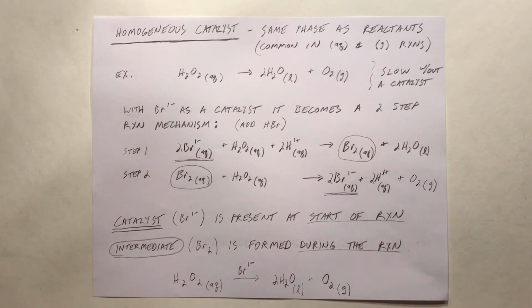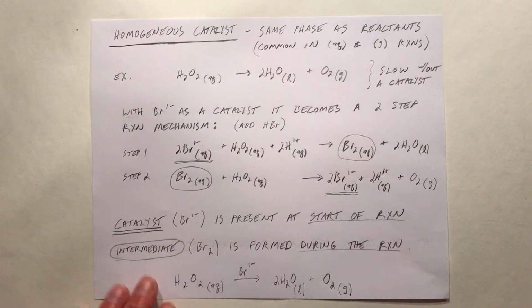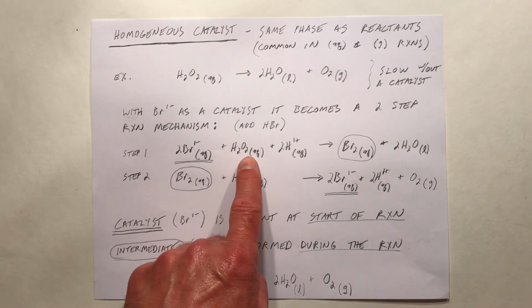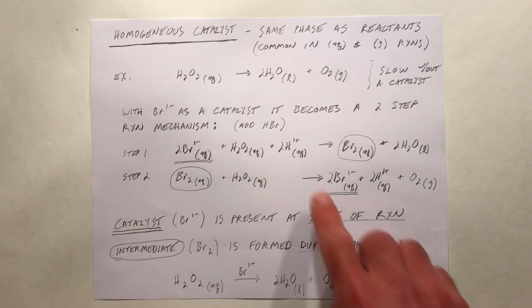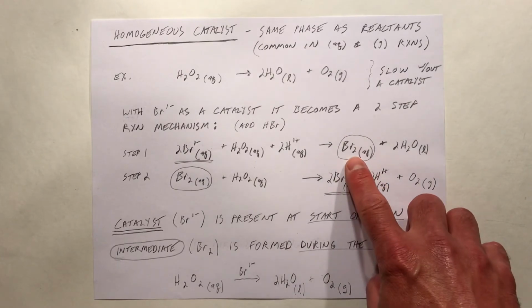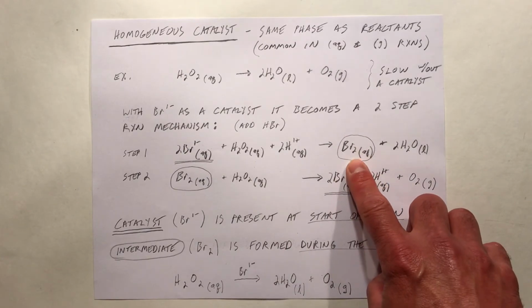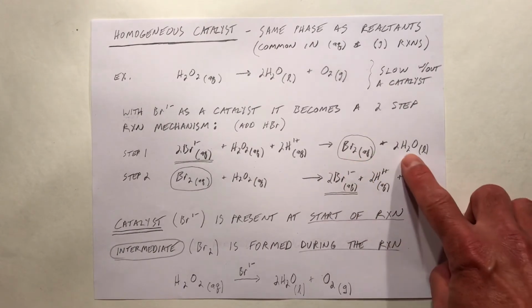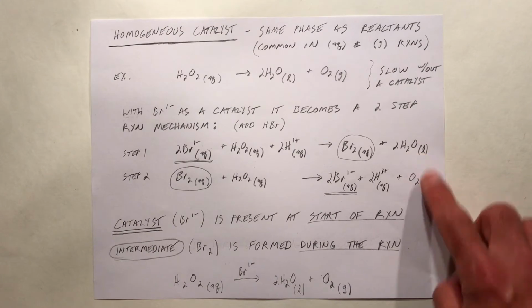Now the first step in this multi-step mechanism that is going to happen with the Br1- catalyst is that two bromide ions react with H2O2, hydrogen peroxide, and then there's those two hydrogen ions there. And what happens is we're going to get a Br2 molecule, that's bromine, right? Diatomic bromine. And we're going to get two water molecules.